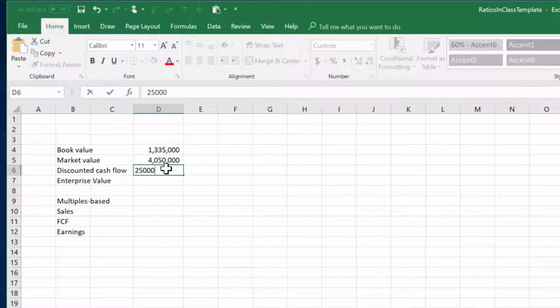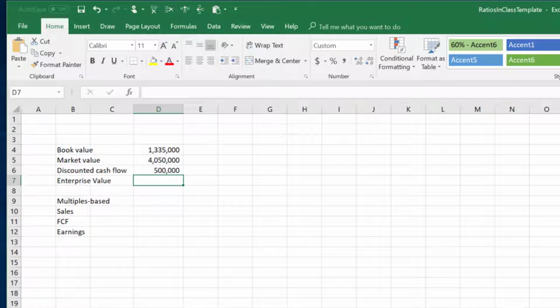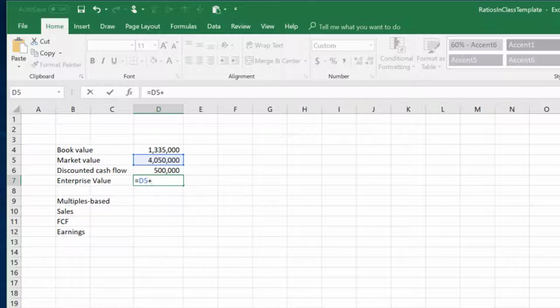The discounted cash flow is a little more complicated. That's our free cash flows. And we're just going to assume that those free cash flows are going to persist into the future. And that's something called a perpetuity. But we can calculate the present value of that perpetuity by multiplying that cash flow times 1 divided by the discount rate, which we're going to assume is 5%. So recall that the enterprise value is the market value plus any long-term debt minus any cash on hand.